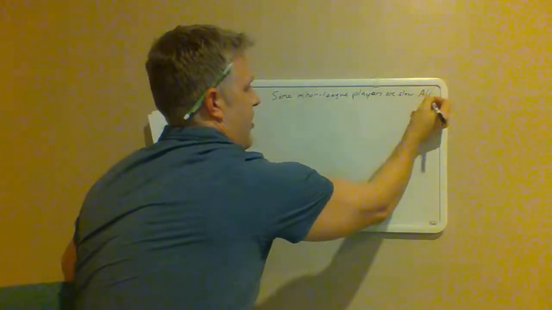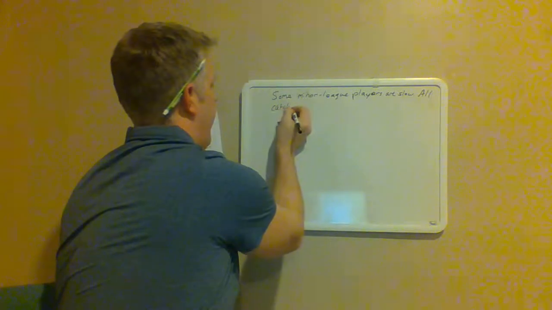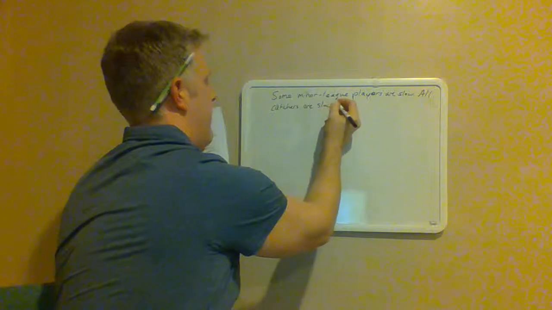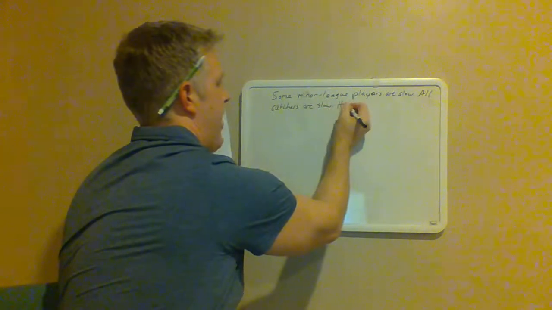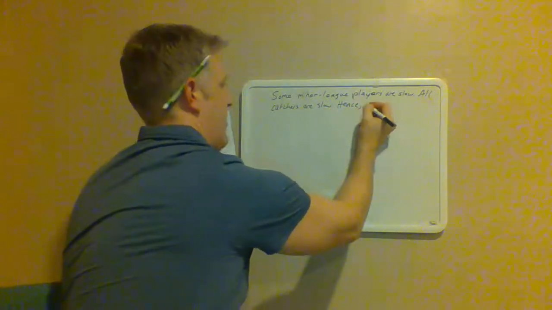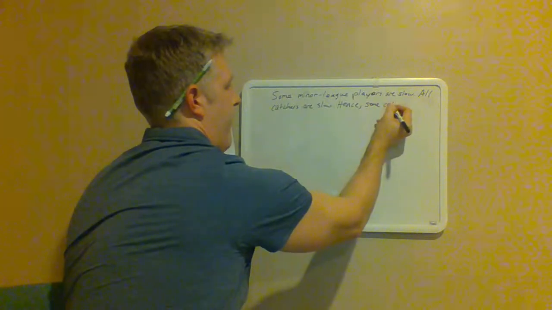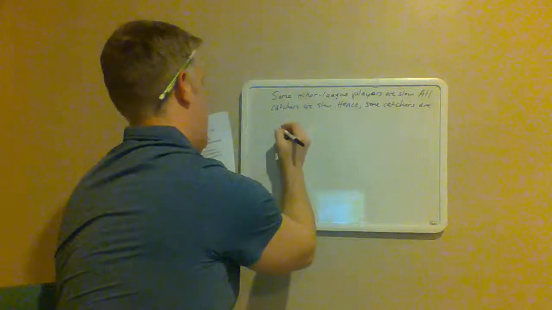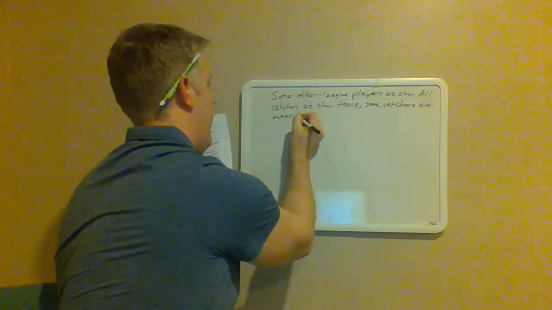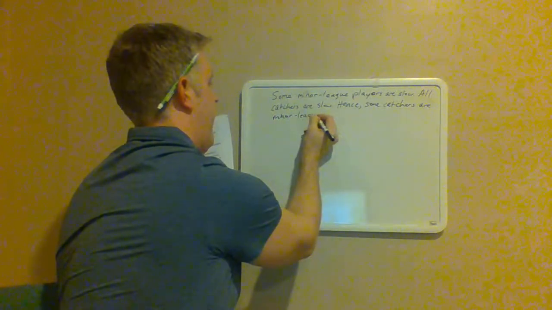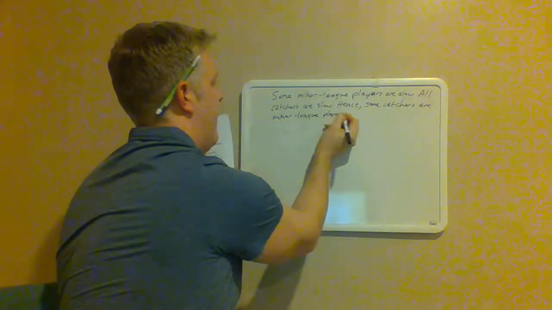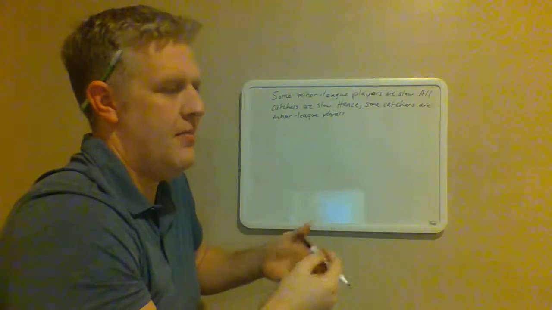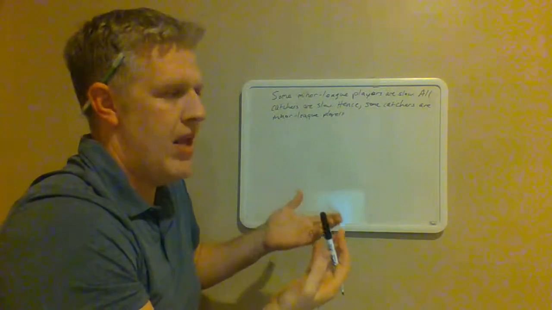Then we have the next statement, all catchers are slow. And then they want us to conclude from that, hence some catchers are minor league players. Now, just intuitively, if we look at that conclusion, some catchers are minor league players, that seems intuitively obvious, right? Yeah, that seems true.